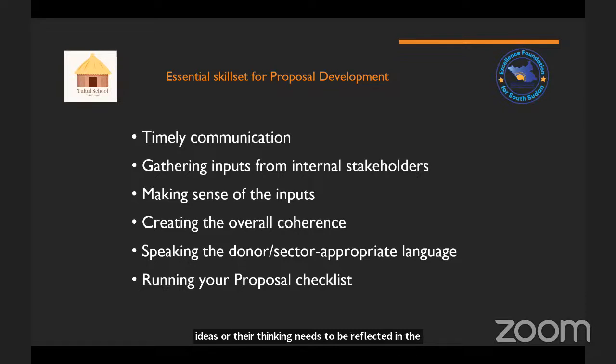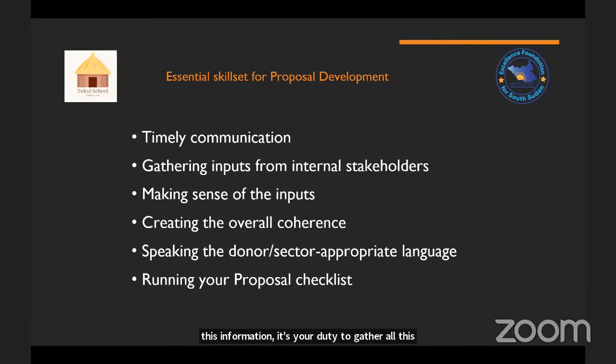So once you have gathered all their inputs, if it is activities, you have the technical framework where you have their activities listed there. If it is MEAL, you have them fill in the log frame themselves and the M&E plan. Once you have gathered all this information, it's your duty to gather all this information.